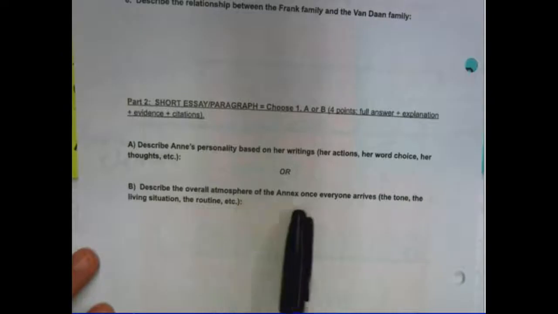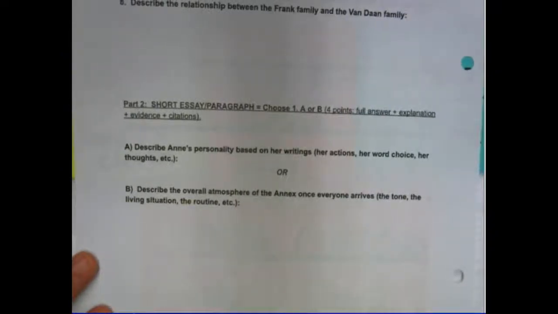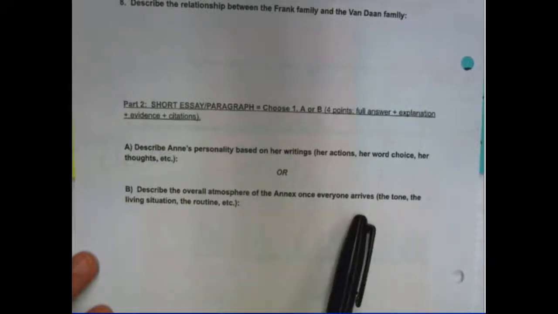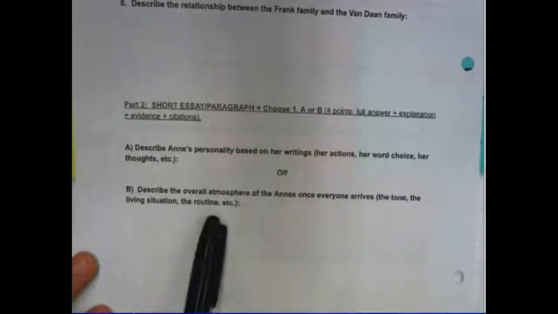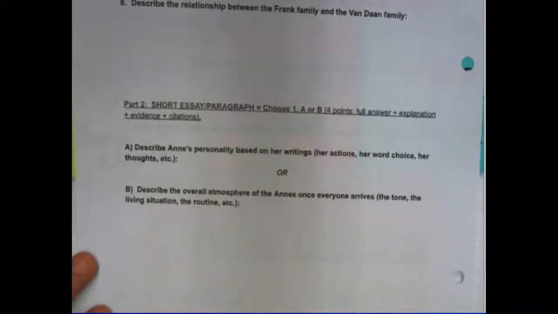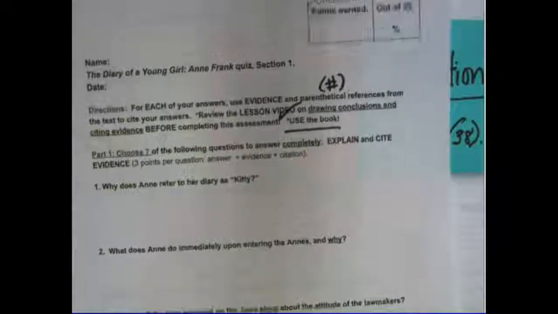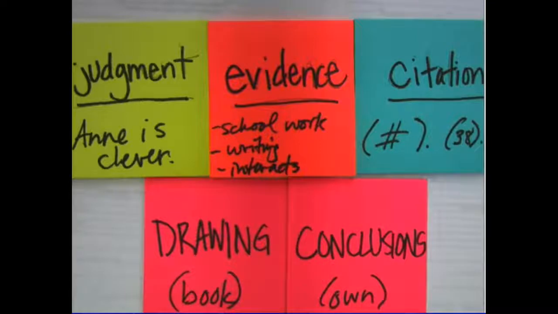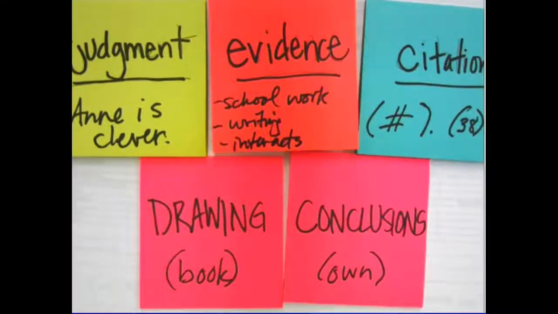Describe the overall atmosphere of the annex. Make a judgment. Is it a good place? Is it a friendly place? Is it a hostile place? Is it a pleasant place? You're making a judgment. And then you're going to use evidence and page numbers to support it. So take your time. This is your job today. You've been reading this book for a while, so now you need to draw conclusions. Let me know if you have questions.